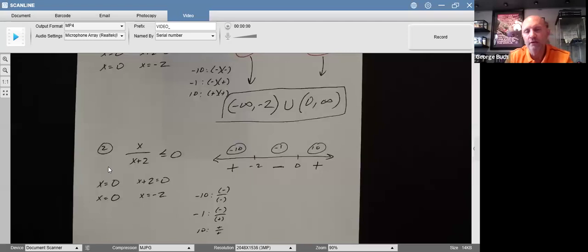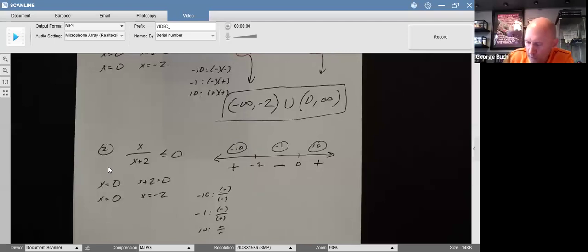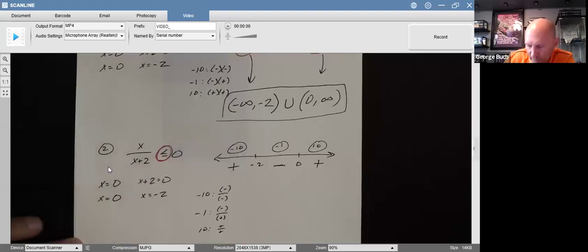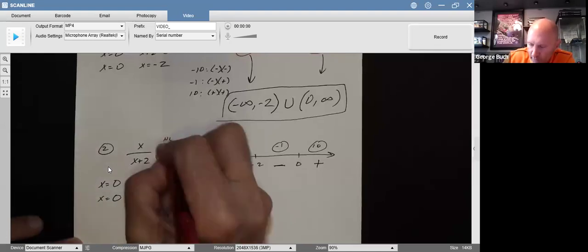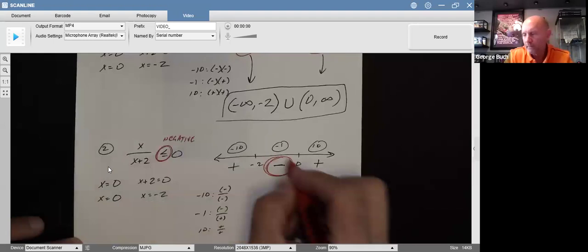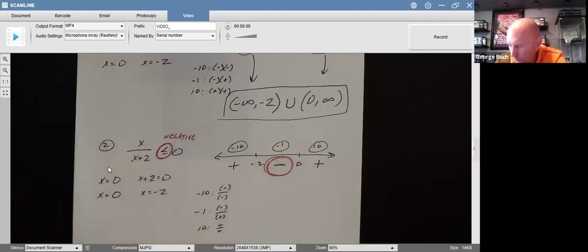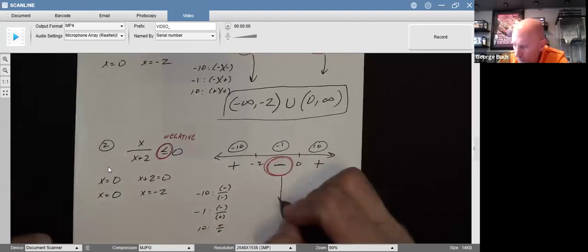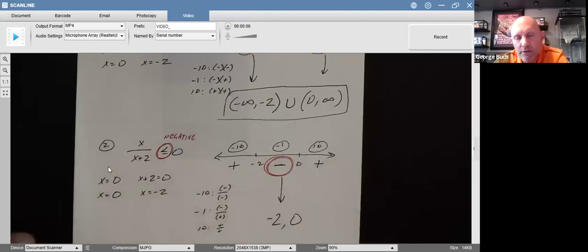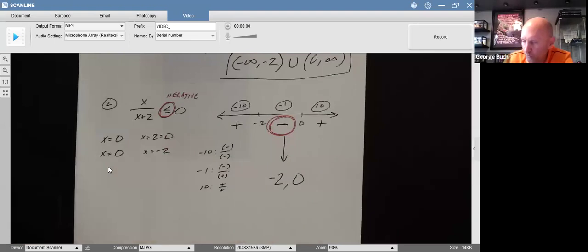But the difference here now is that I want when this quotient, this ratio, is less than or equal to 0. Anything less than 0 is negative. So I want the negative interval, which is right here. And that interval starts at negative 2 and goes up to 0. And so again, I need to test these points to see if they're included or not.